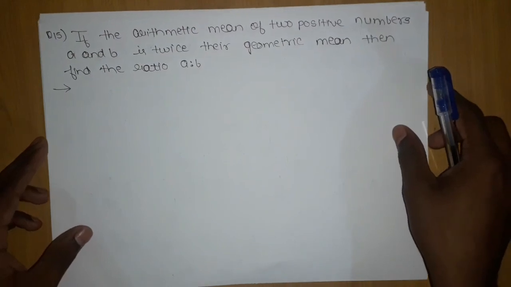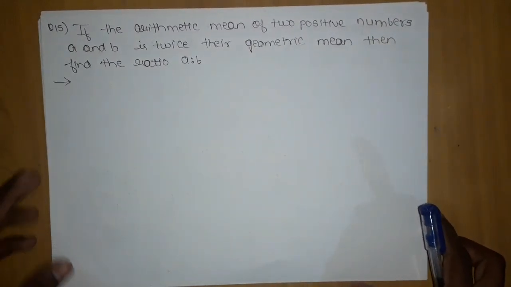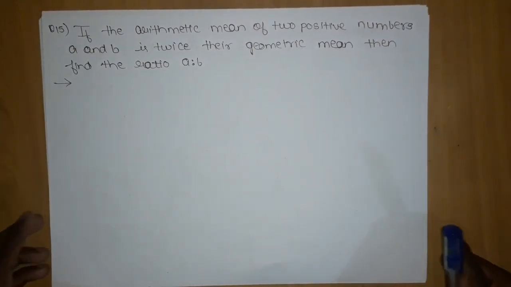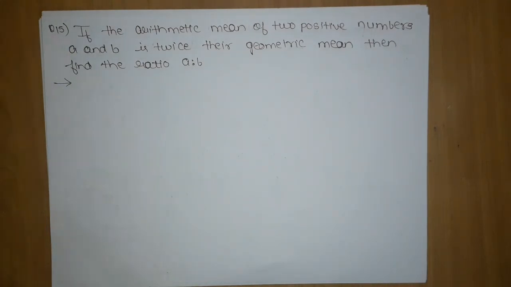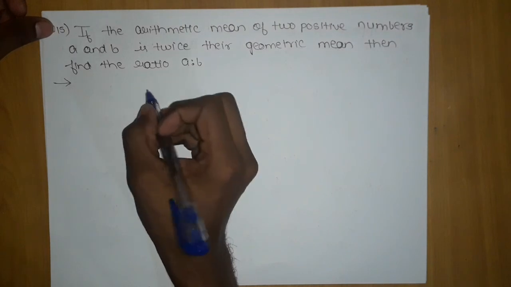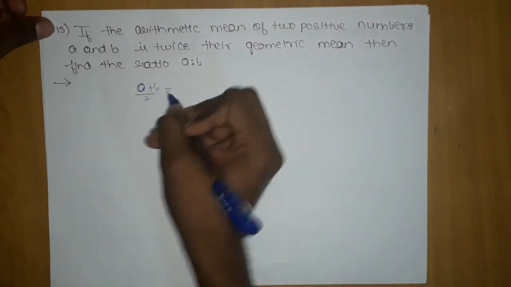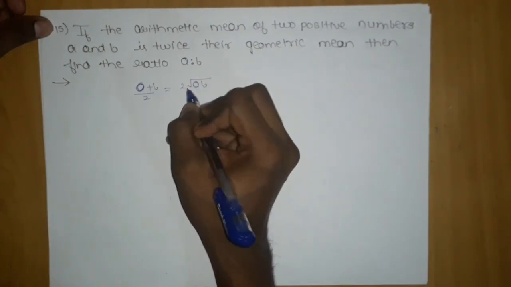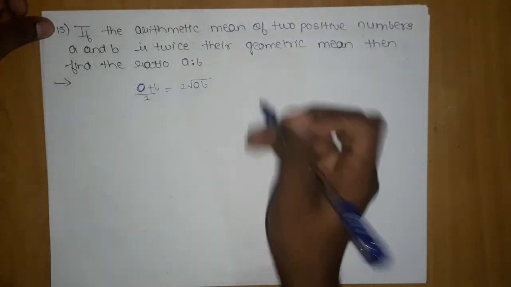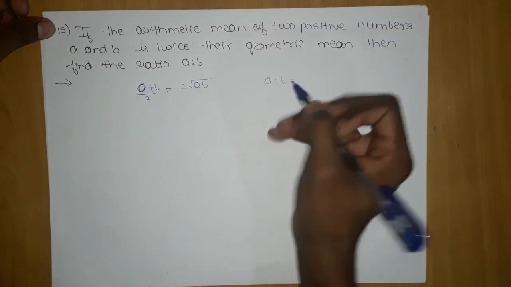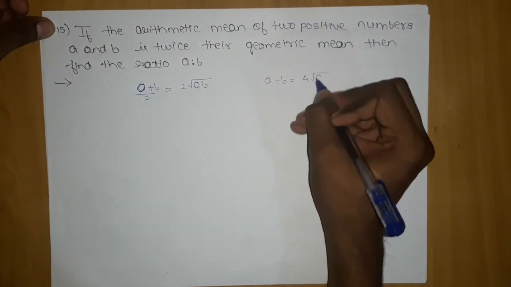The next question is this one, which says: if the arithmetic mean of two positive numbers a and b is twice the geometric mean, then find the ratio a by b. So for two positive numbers, (a plus b) by 2 is twice the geometric mean, 2 into under root ab, which is nothing but a plus b equals 4 under root ab.